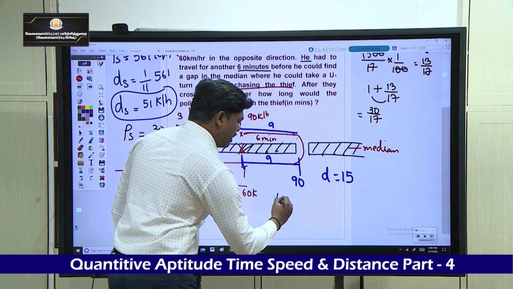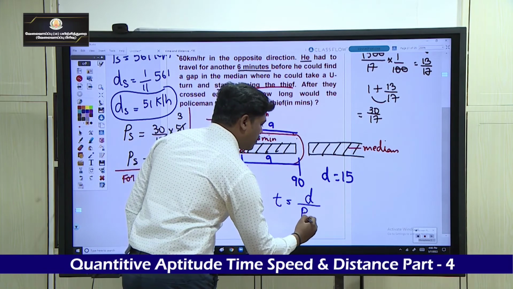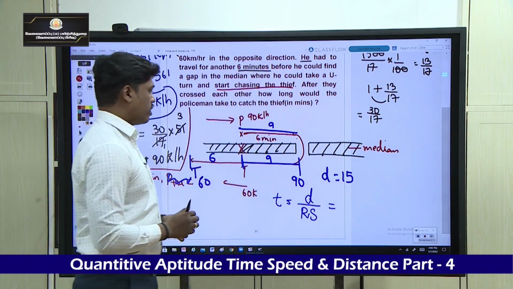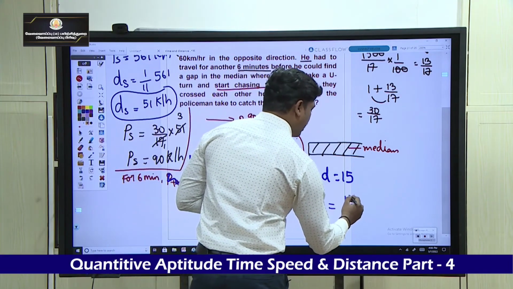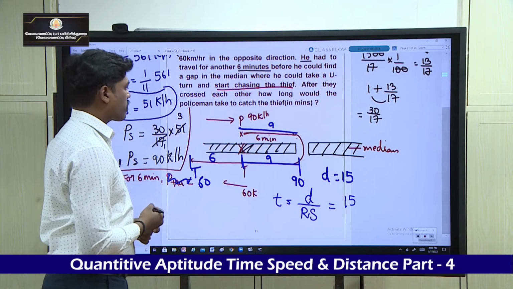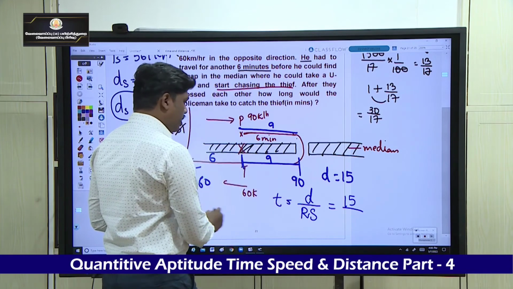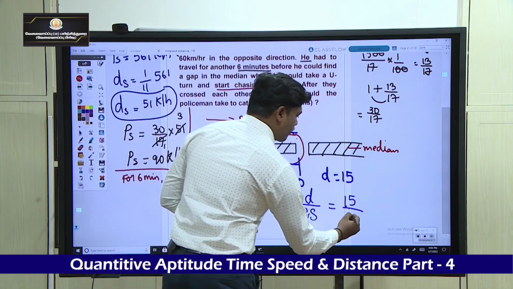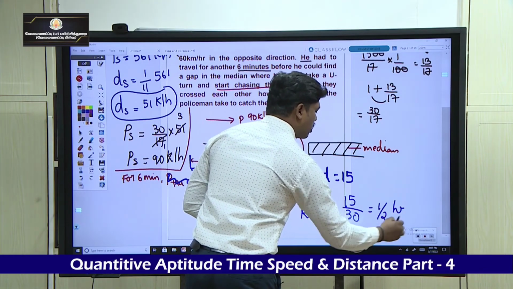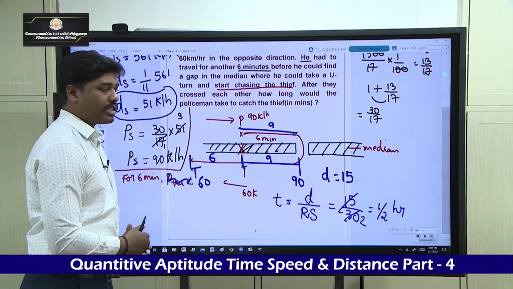So the time taken is distance divided by relative speed. Now they are moving in the same direction. So distance here is 15, divided by relative speed 90 minus 60, 30. So in half an hour, 1 by 2, which means in half an hour the police would catch the thief.